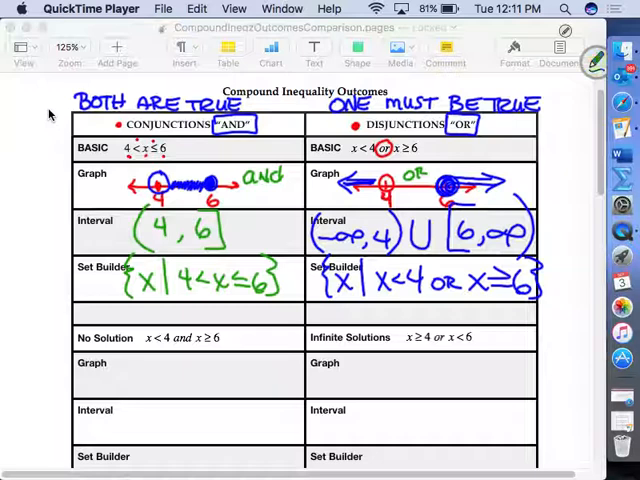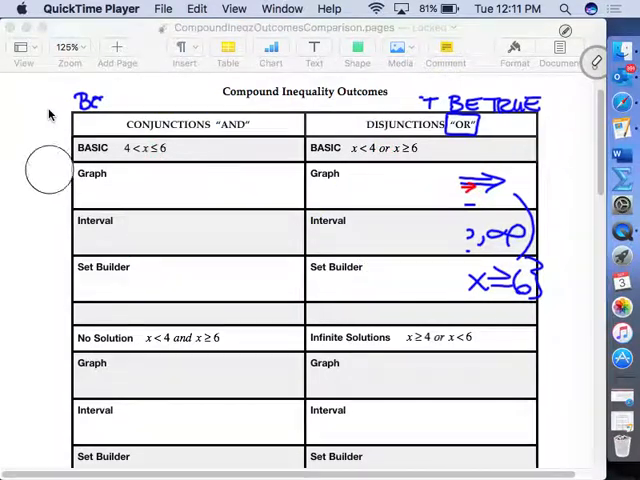But the point that I was trying to make a minute ago, the graphs really tell the story with the two basic types. The typical and graph, you've got the boundary points and you're shading between the points. The typical outcome for the or, the boundary points shading away from each other. So you've got the broken graph in the middle. That's your basic example for both types, conjunction, disjunction. Let's move on to the types that are less straightforward.